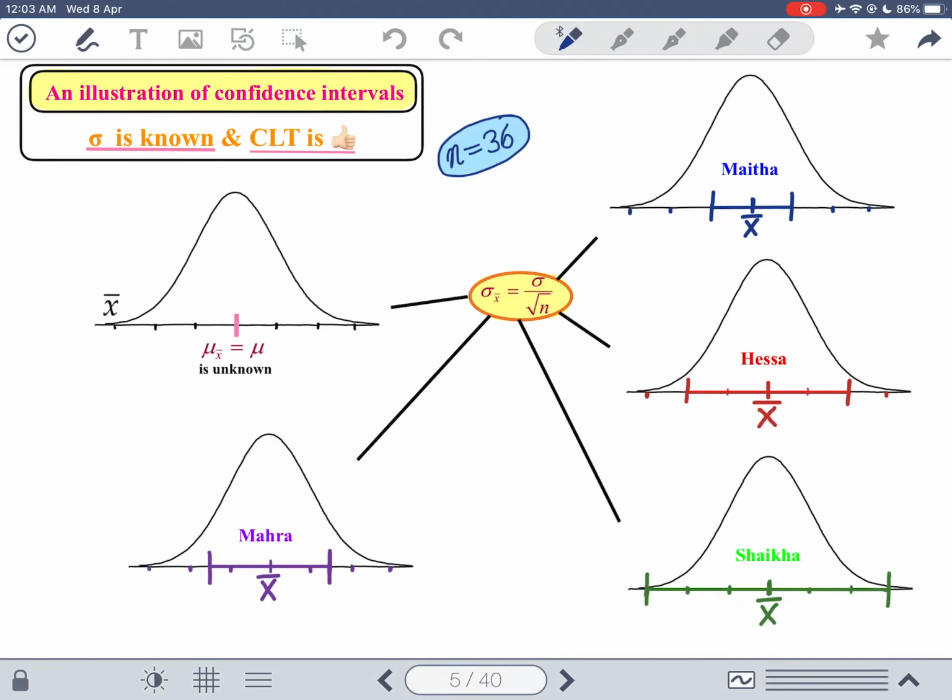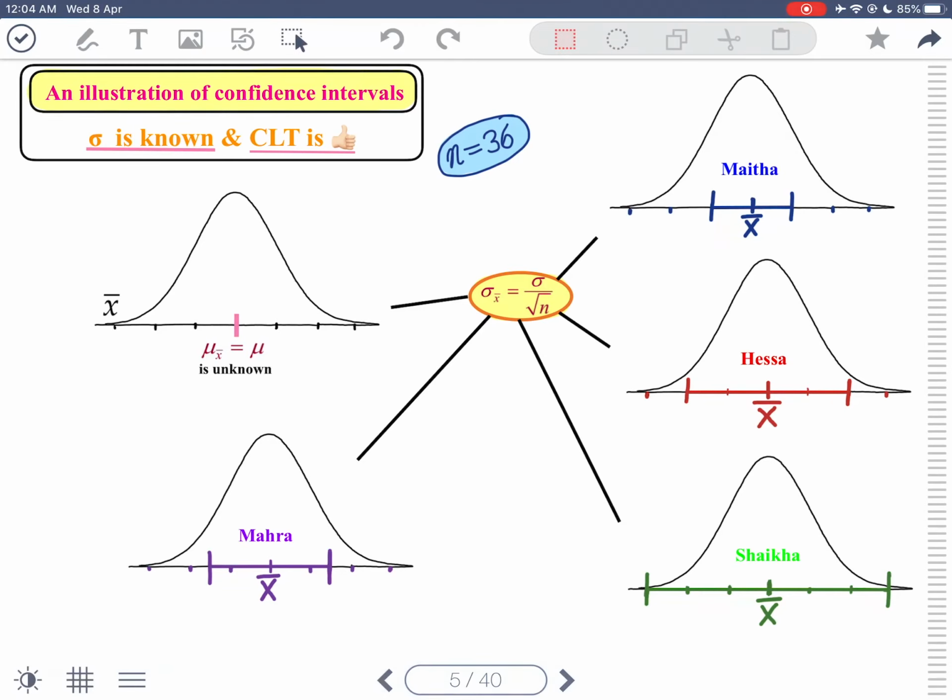Maytha chose to take one standard deviation away from her sample mean. Notice that the sample mean of Maytha is different from the sample mean of Hissa, different from the sample mean of Sheikha, and different from the sample mean of Mahra. I will start with Maytha, then Hissa, then Sheikha, and then Mahra at the end. Remember the order. Maytha took one standard deviation away from her sample mean, Hissa 2 standard deviations, Sheikha 3 standard deviations, and Mahra decided to take 1.5 standard deviations away from her sample mean.